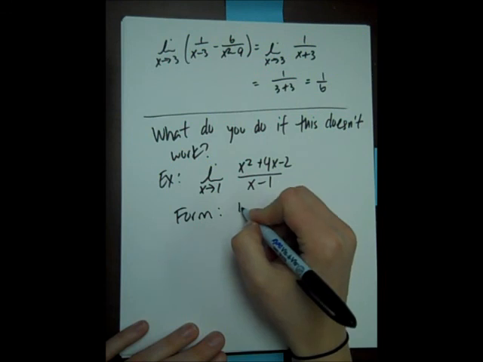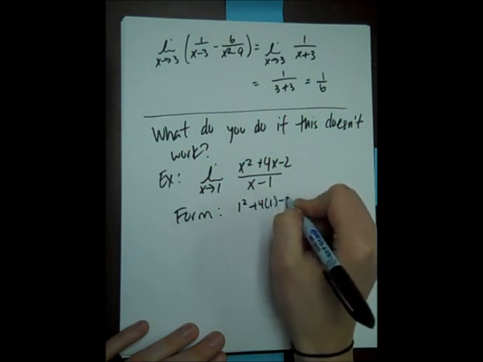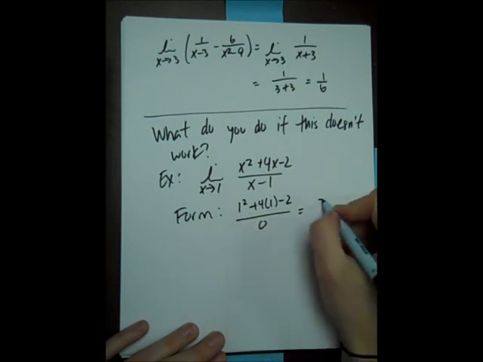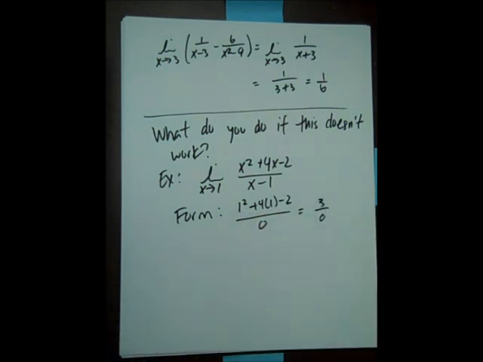If I plug in 1 to the top, I'll get 1 squared plus 4 times 1 minus 2 over 0. Well, let's see, that's 3, so I get 3 over 0. That's not an indeterminate form. That's not 0 over 0, so we can't really use factoring. You can only use the factoring when I have 0 over 0. So what do I do? I look at the graph.